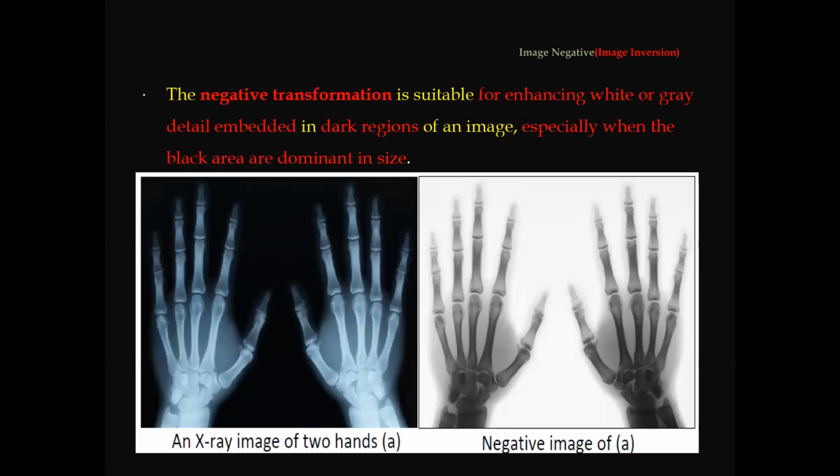So these are the X-ray images of two hands. When we compute the negative of this, what will happen? Dark means black. Black will become white and white will become black whenever we take a negative of an image. So the negative transform is suitable for enhancing the white or gray details embedded in the dark regions of an image, especially when the black areas are dominant in the size.